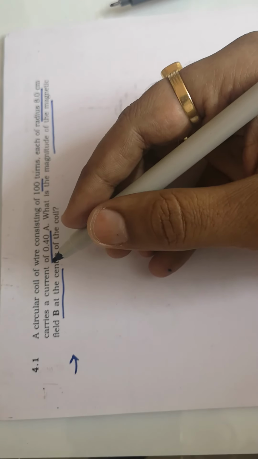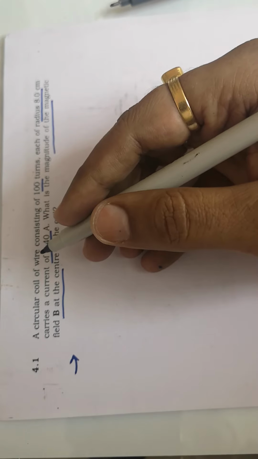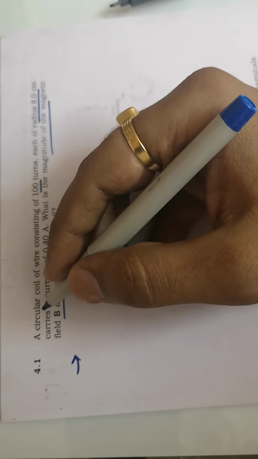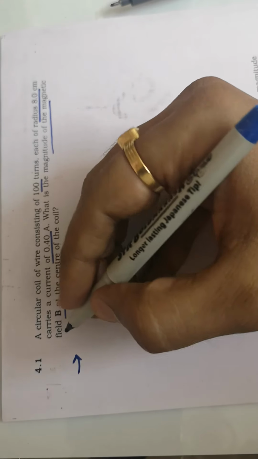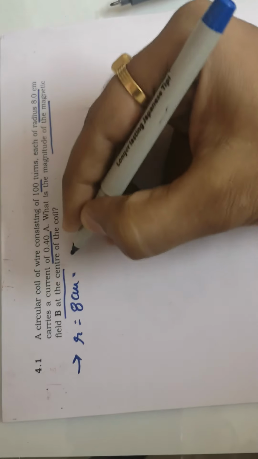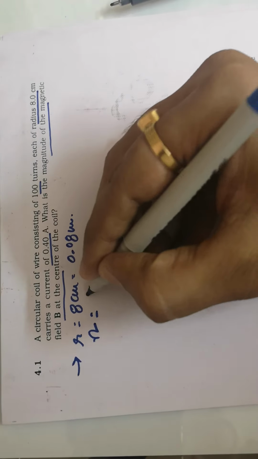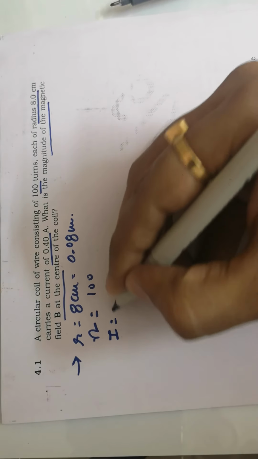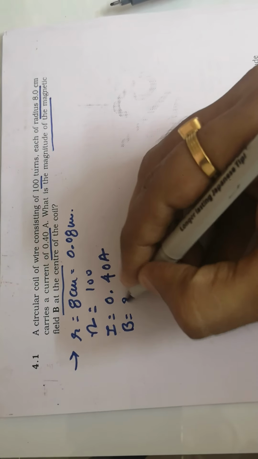Whenever you are solving examples, have a habit first of all to separate out all your data, and then find out what data you want to find and what you have on the other side. Then discuss or think about whatever formula we can apply over here. So first of all, the radius given to me is 8 centimeters, so I can say 0.08 meters. Then I have my number of turns, it is 100. I have current, that is 0.40 amperes, and then I have to find my magnetic field.